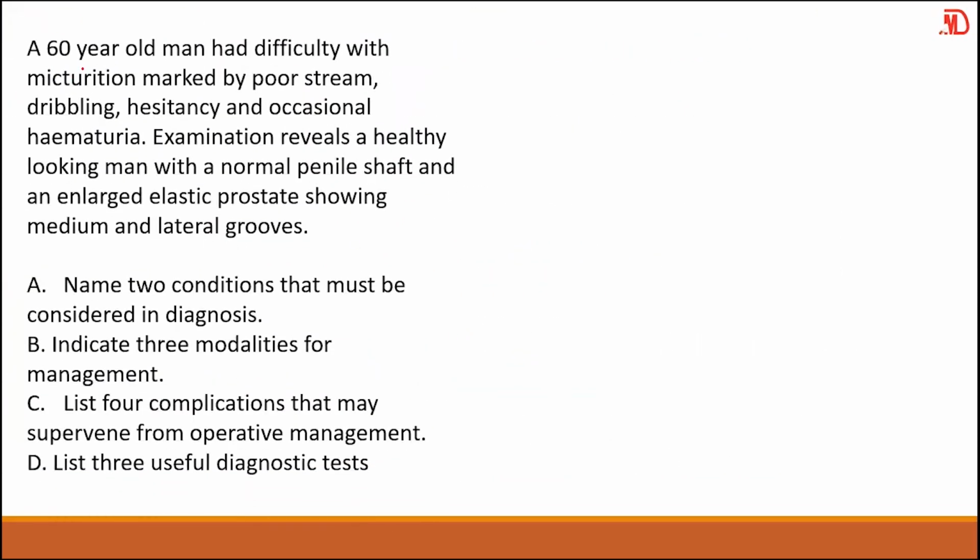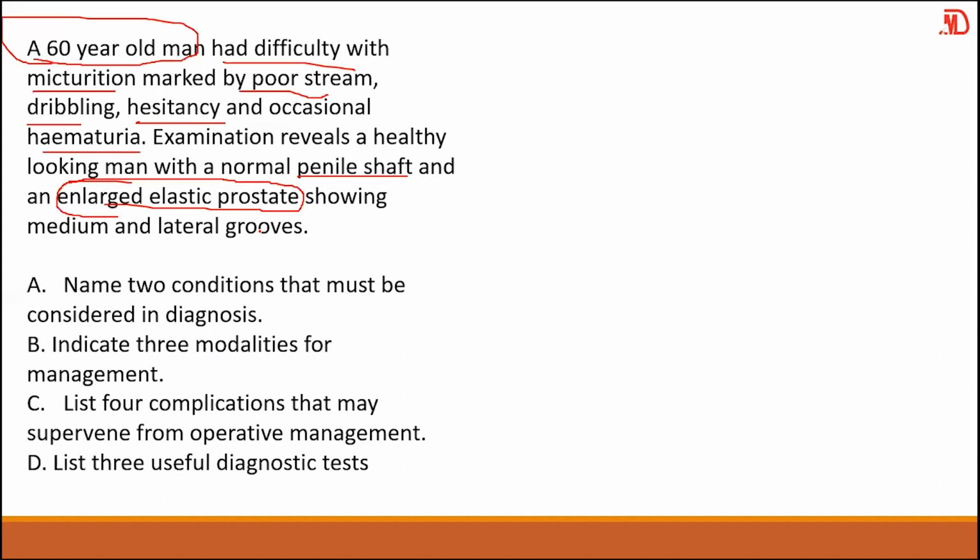We have a 60-year-old man who had difficulty with micturition marked by poor stream, dribbling, hesitancy, and occasional hematuria. Look at the age again, 60-year-old man. Examination reveals a healthy-looking man with a normal penile shaft and an enlarged elastic prostate showing medium and lateral grooves.